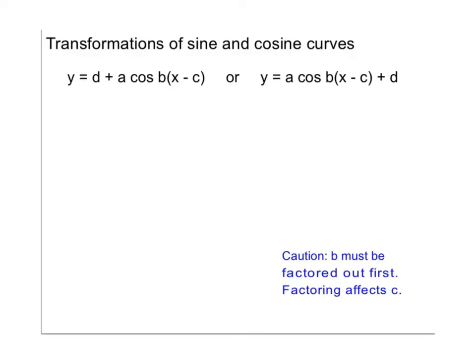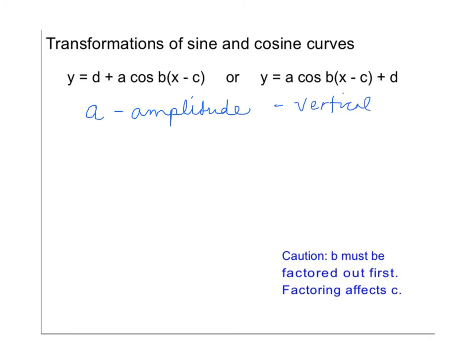Alright, let's review the transformations of sine and cosine curves. Both of these equations that I have here are the same thing, but you'll notice that D is written first here. This is like how it's written in your book. But most of the time when you see transformations, you see this D out towards the back. Okay, so remember that the A refers to the amplitude, and that is a vertical stretch or shrink. That's vertical.